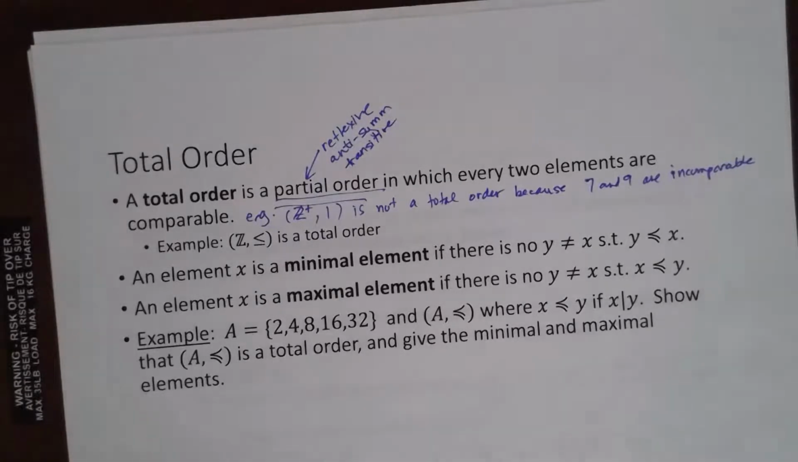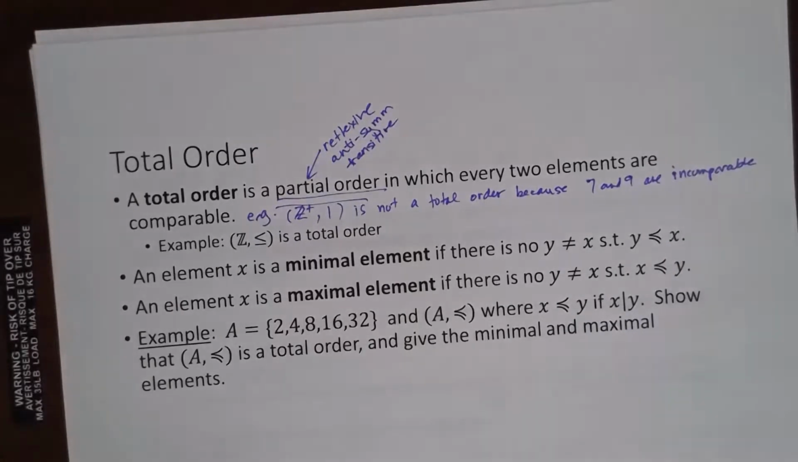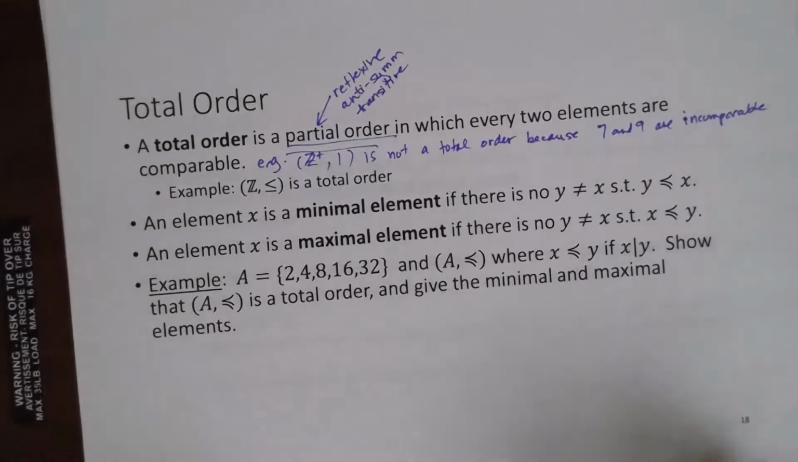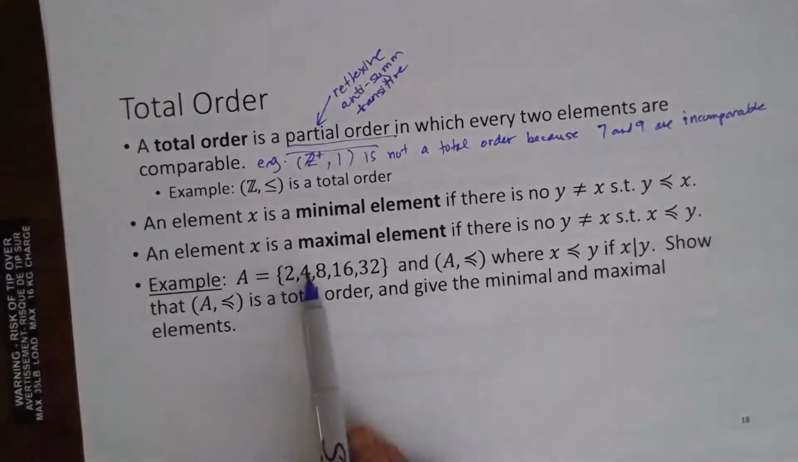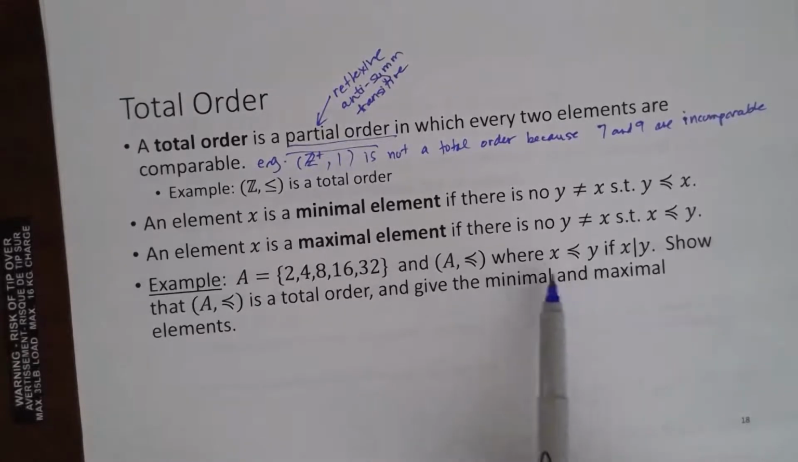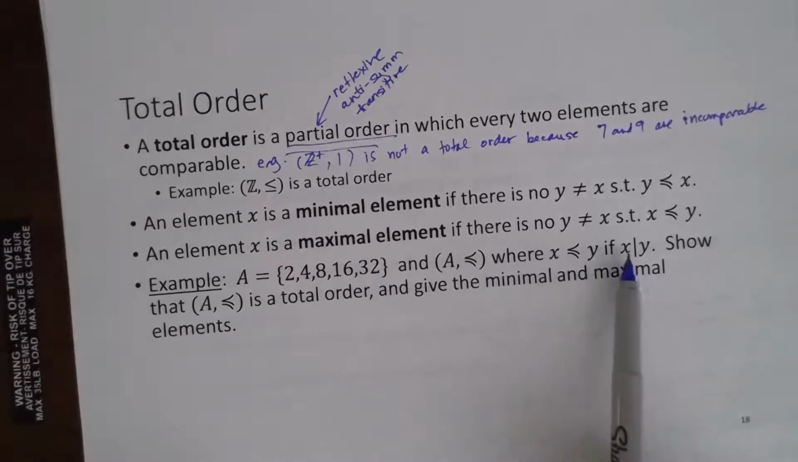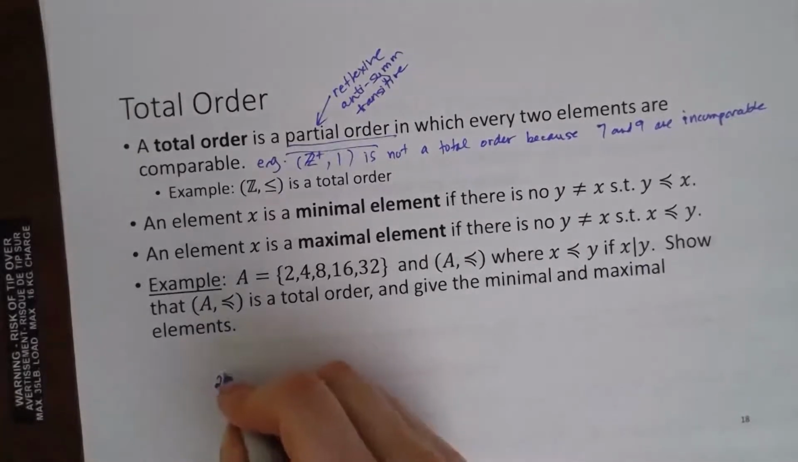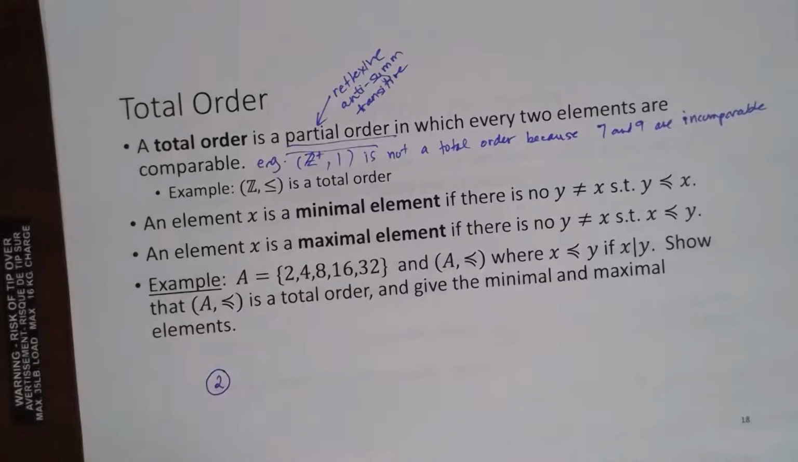So let's look at an example, because it doesn't have to be less than. It can be something like divides as well. Okay, so let's visualize this one. I've got these elements in my set: 2, 4, 8, 16, 32. And the way I'm going to define my partial order is that x is related to y if x divides y.